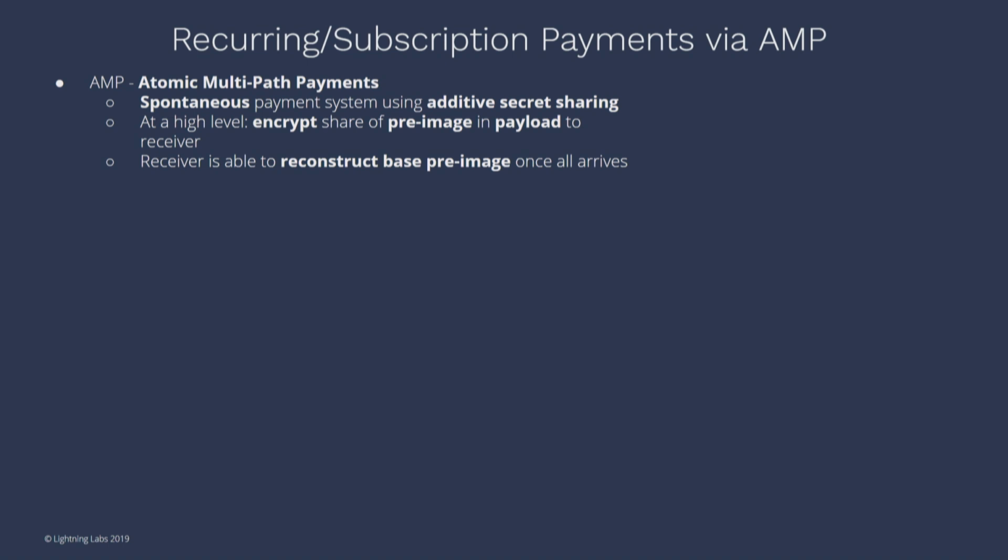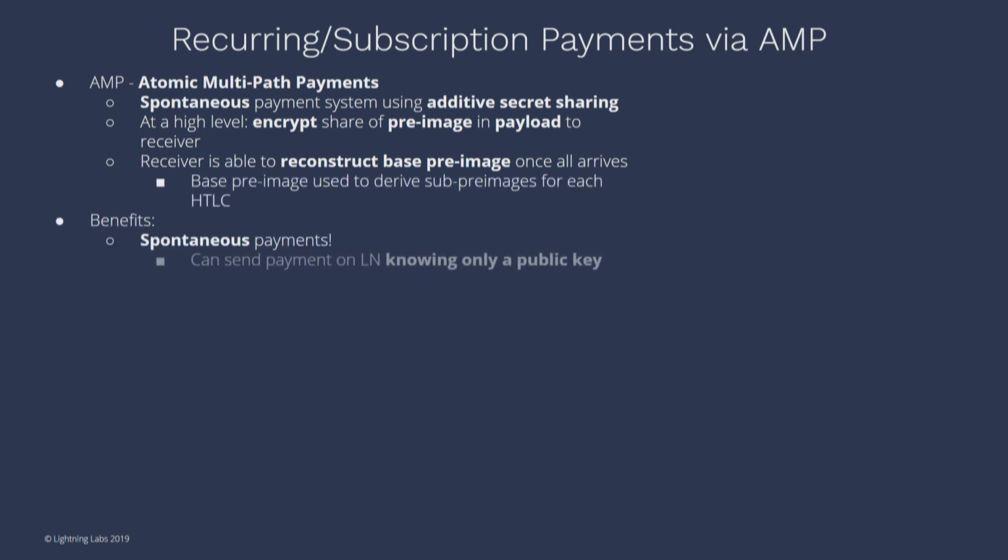So what it's going to do is take the original preimage and secret share it using additive secret sharing, then send you one shard with every single sub payment. At the end, you can take all the sub shards and make them into the base preimage, and then do all the settling from there on. So we'll talk about that public key.